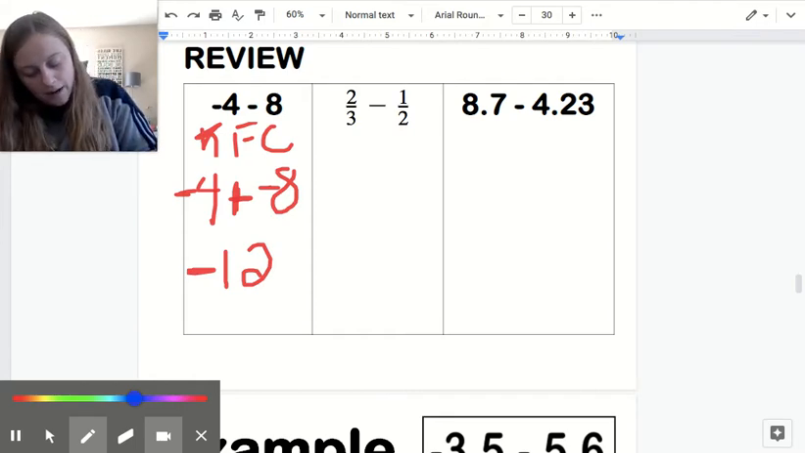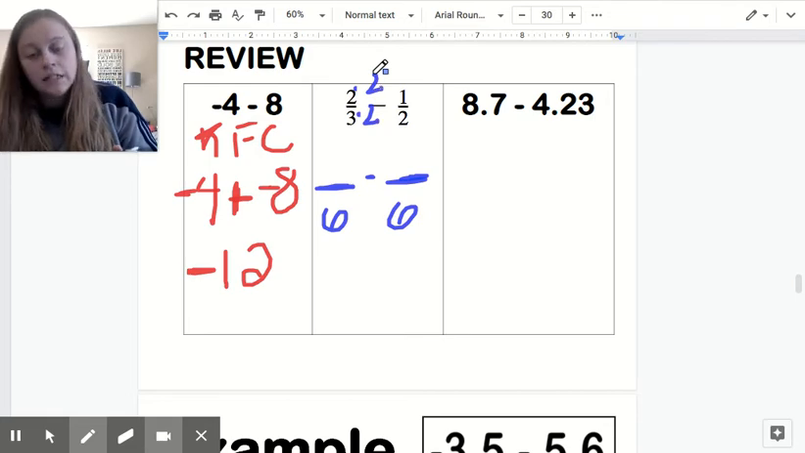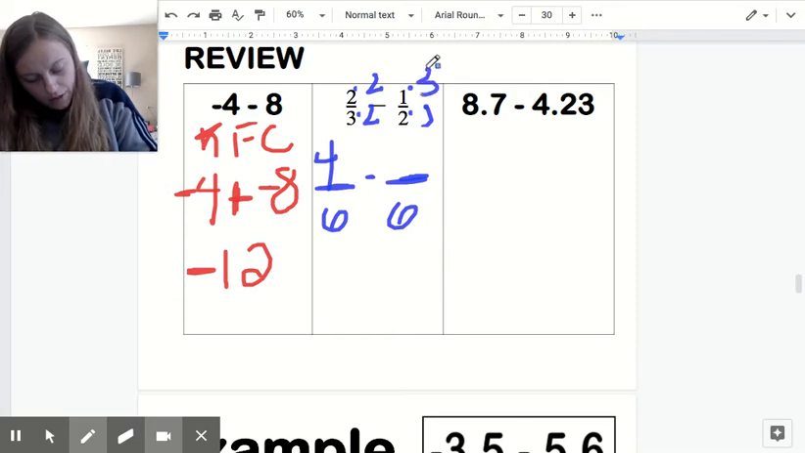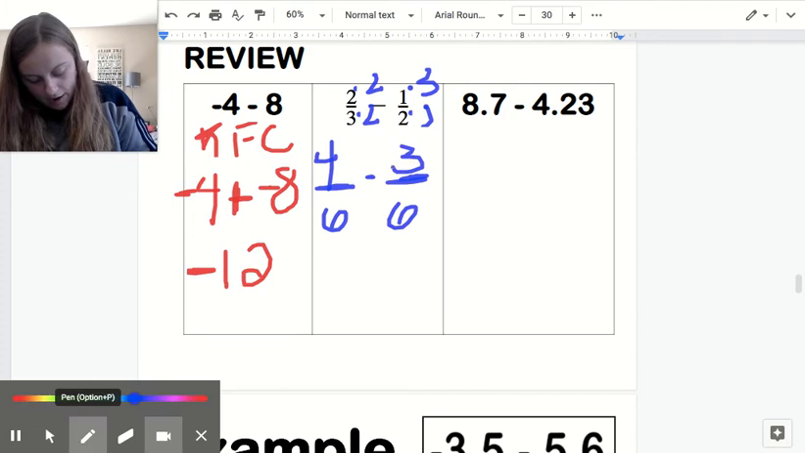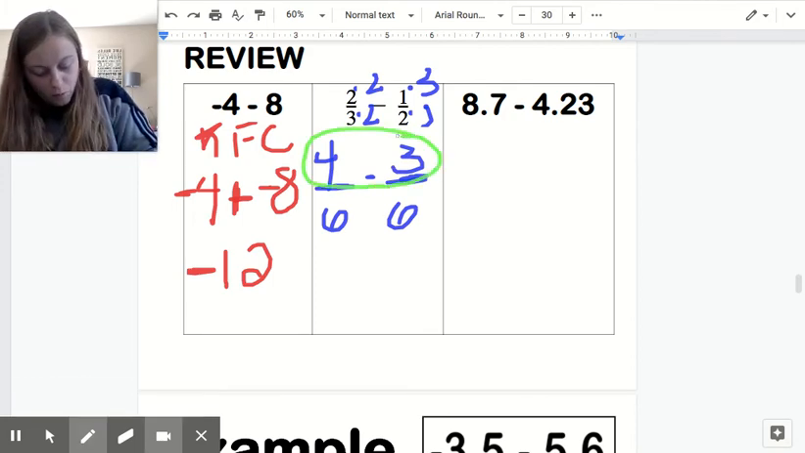We need a common denominator. I'm going to use a common denominator here of 6. If I grew this to 6, I need to grow my numerator by 2 as well to give me 4. I grew this one by 3, so I've got to grow my numerator by 3 as well to give me 3 at the top. Now I can subtract my numerators to give me 1. Keep my denominator, 1/6.